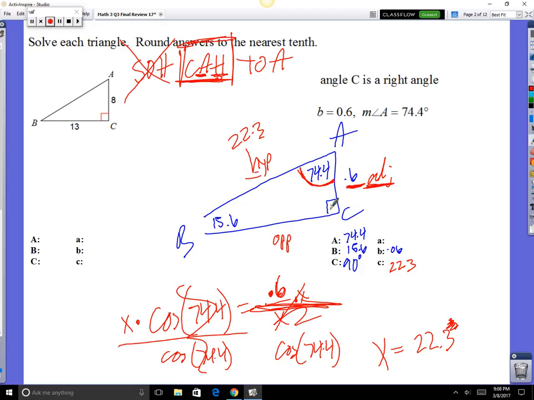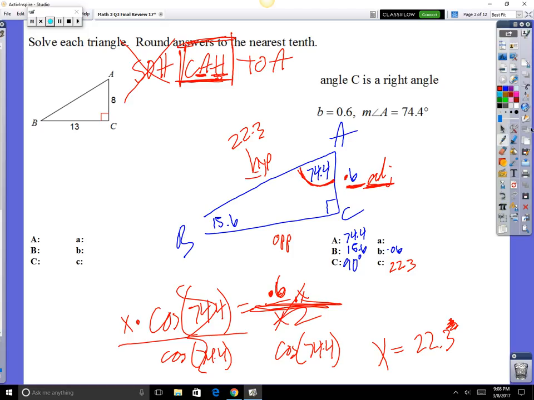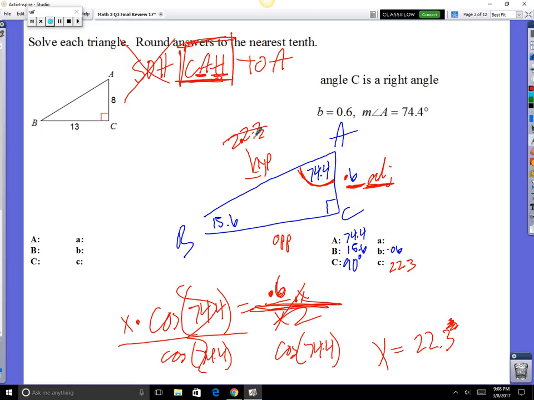So I need to change this guy. This is a 0.6, so let's try this. If I do 0.6 divided by cosine of 74.4, there we go. It is the same digits, just the decimals moved over. So it's going to be 2.23 instead of 22.3. So 2.23.